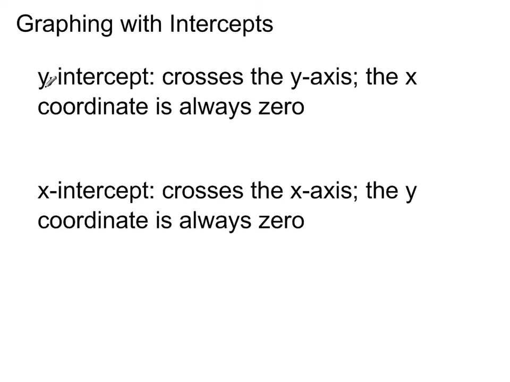The 2 points we're going to use are the y-intercept and the x-intercept. Now, the y-intercept crosses the y-axis, and the x-coordinate is always 0. So it will always look like a point, so an ordered pair is necessary. X is always 0, and we'll have some y-coordinate.